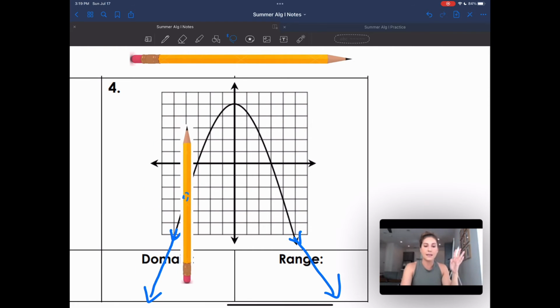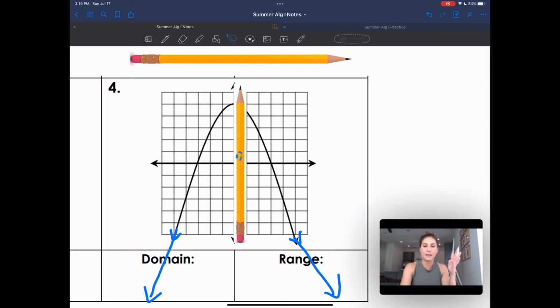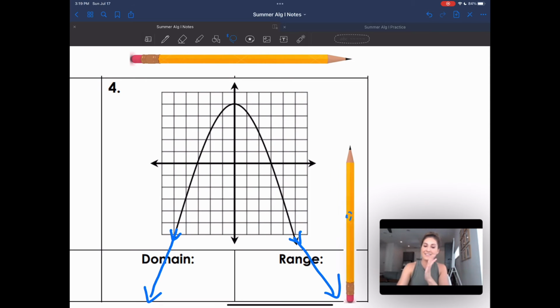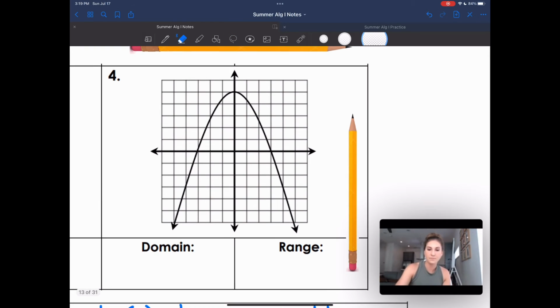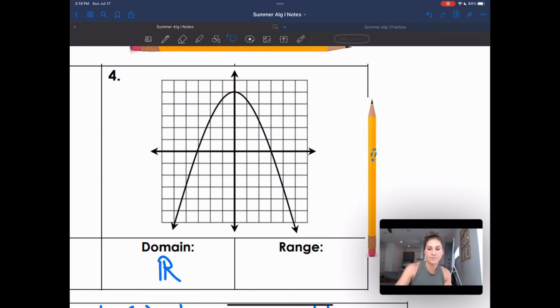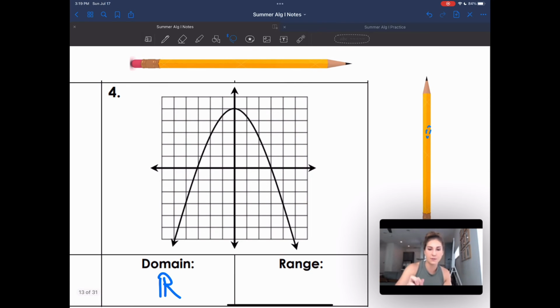And it's hitting it, hitting it, forever and ever. So this graph is going to have another all real numbers domain. Let's write that. And let's see if the range is the same. I think range might be a little different on this one.